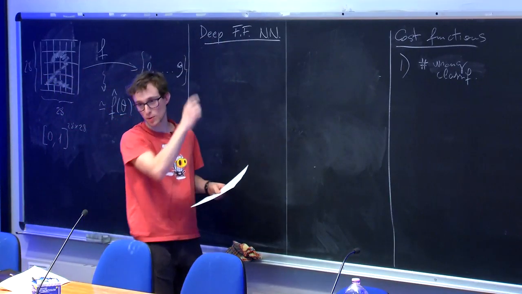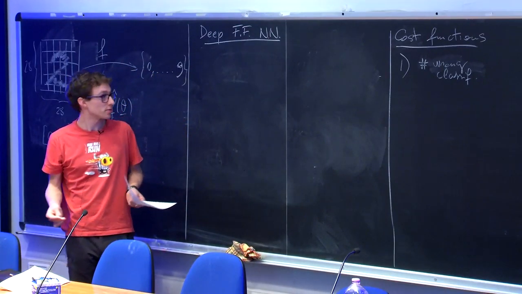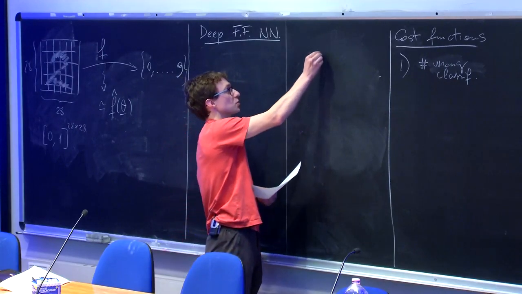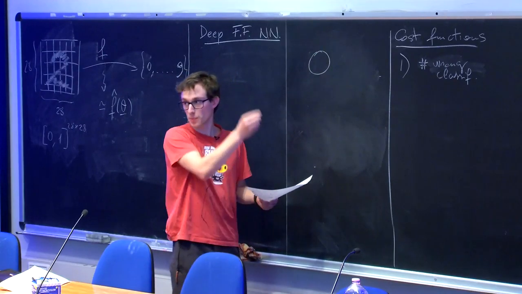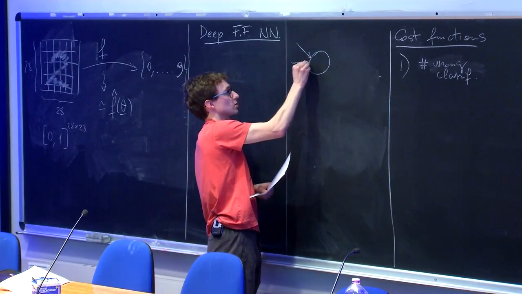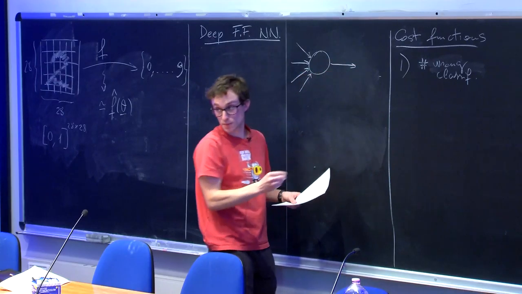First of all, neural networks. Okay, a neural network is a network of neurons, easy enough. But what is a neuron? A neuron is some unit that I represent with these circles, which receives some input and gives you out an output.